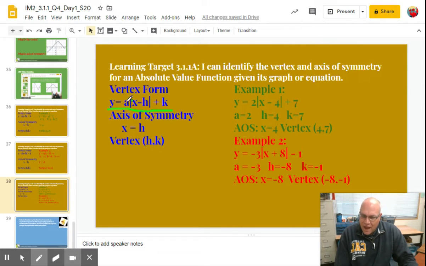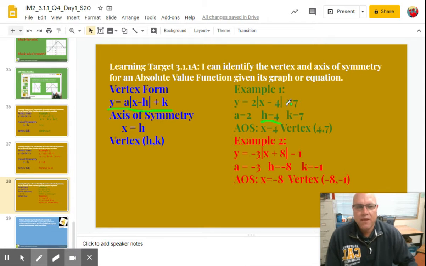So the a value is the number that's in front of the absolute value bars. In this case, it's 2, so a is 2. Our h value, it's the number after the x. You got to be careful here. The formula is x minus h. So when it says x minus 4, that means that h is actually positive 4. Take note of that. It says x minus 4, but our h is positive 4. Okay, so it's like saying x minus a positive 4.